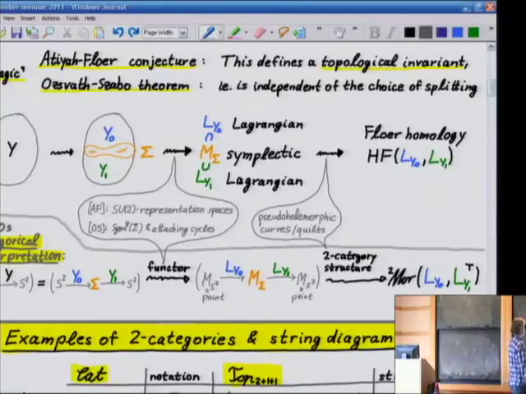The reason that this is well defined is that there is a functor going on here from a cobordism category to a symplectic category. And then there's a two-category structure on the symplectic side, and this is just a morphism space in the two-category. So I'll get back to that.